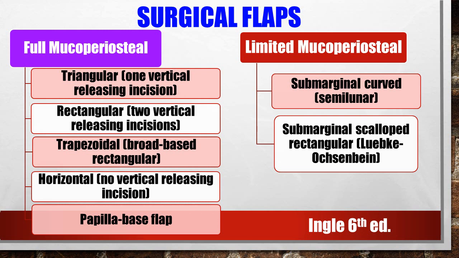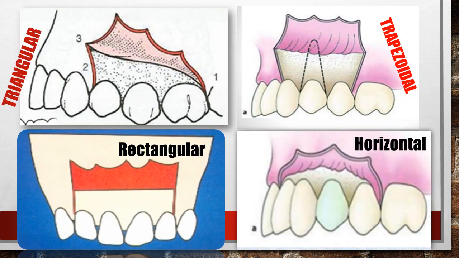However, you do have the loop Oschenbein flap. This is the submarginal scalloped rectangular. So this is the most commonly practiced flap in endodontics right now, other than the trapezoidal. Okay, the broad-based rectangular flap.